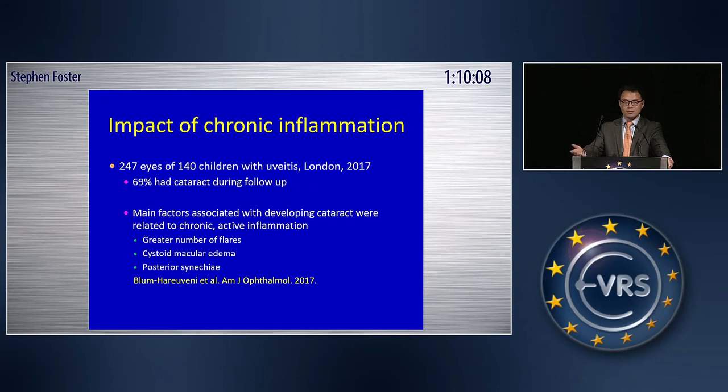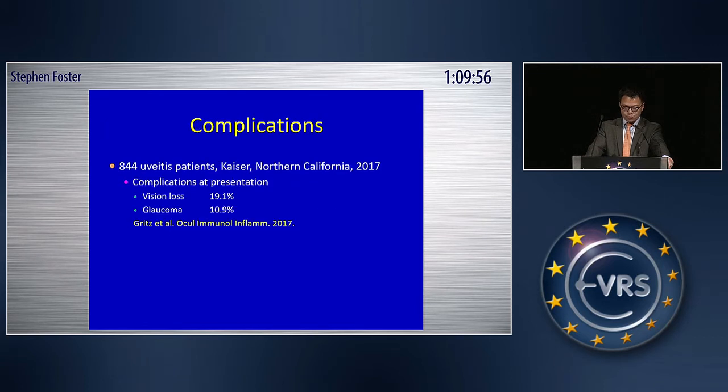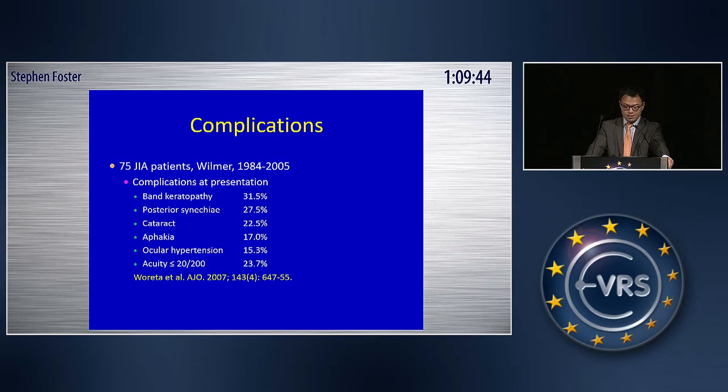But of course, we know it's not the preferred way to treat it. But if you're dealing with children fresh, and you're seeing a very acute flare, you go ahead and treat them with steroids, as aggressively as you think is necessary. And just more on complications: 19% of patients come with vision loss and 10% have glaucoma, and this is based on the Kaiser review of 844 uveitis patients, so all pretty new data. And I would say these data still hold true after the last 20, 30 years.